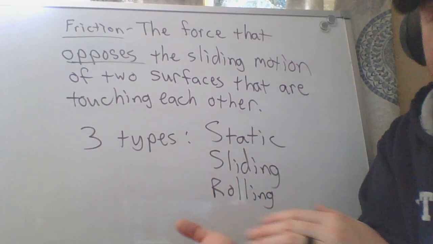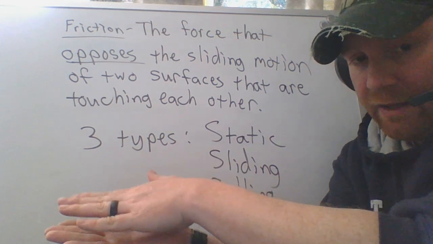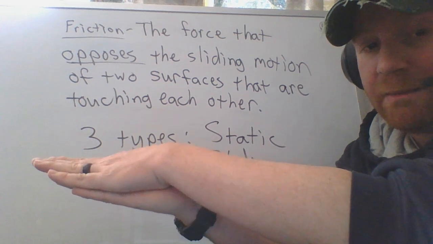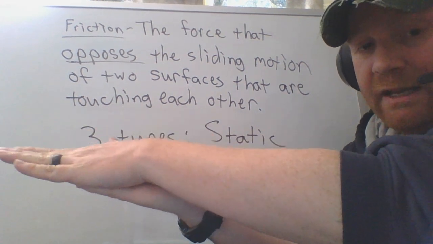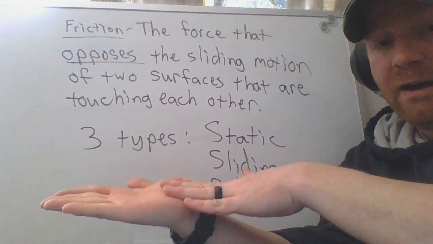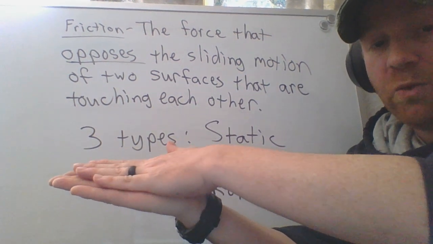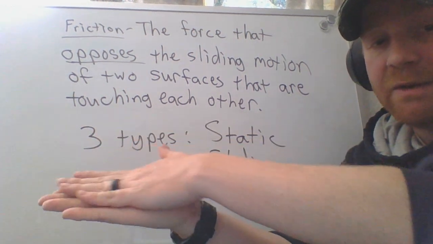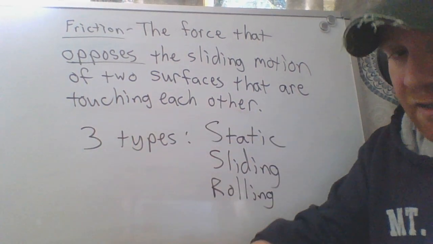That's static friction. Sliding friction is when two objects are actually sliding past one another, like my hands are moving now. It takes a little bit of force, some pressure, a push or a pull to make these two objects slide past one another. And as they are moving, they are encountering what we call sliding friction.